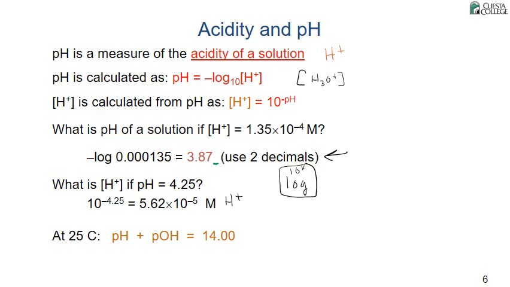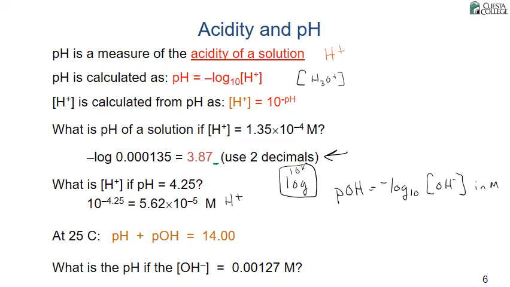At 25 degrees Celsius, there's a useful relationship between the pH of a solution, which we just discussed, and the pOH of a solution, where the pOH of a solution is just like pH, but this is the negative base 10 log of the OH minus concentration in moles per liter. So if one knows the pH value, one can calculate the pOH, or vice versa. For example, what's the pH if the OH minus concentration is already given?